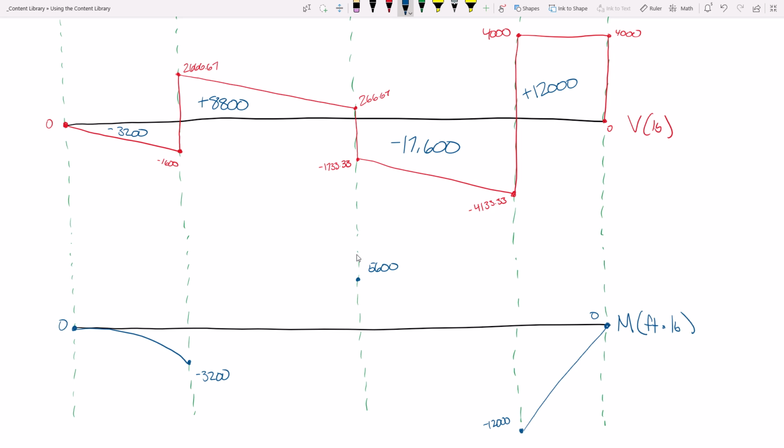All right. Now help me out with this next part. We go from a lot of shear to a little shear. So I'm going to go from a lot of slope to a little bit of slope. The moment diagram is going to go like that.